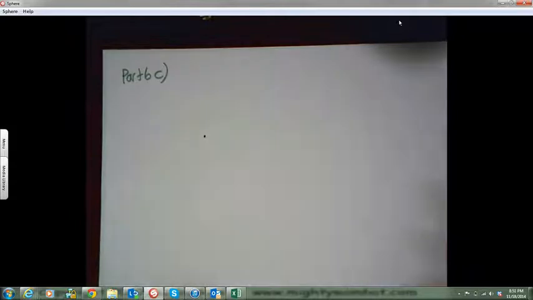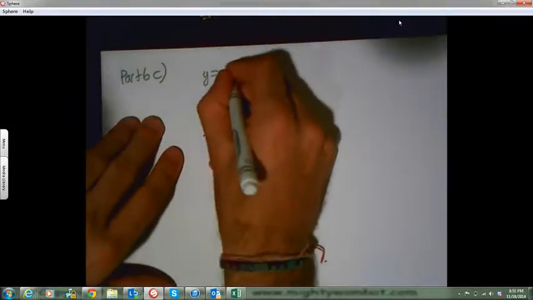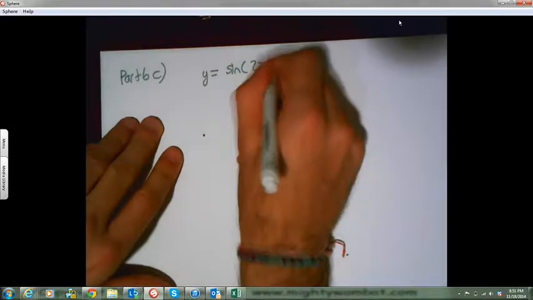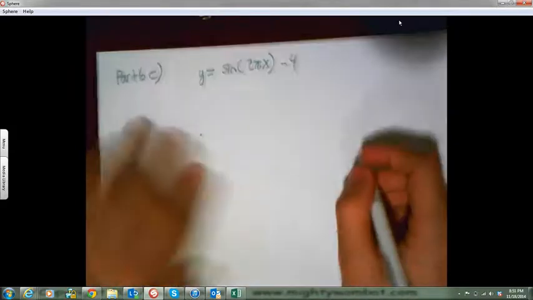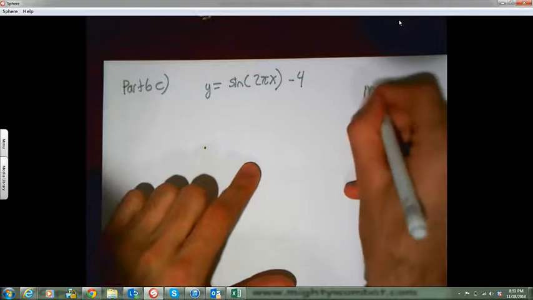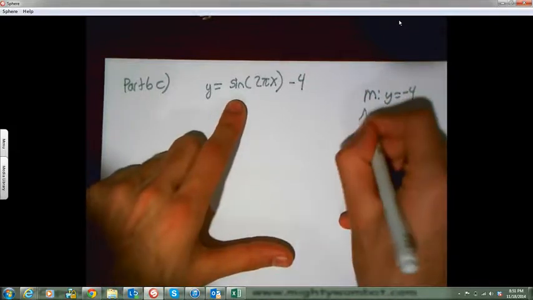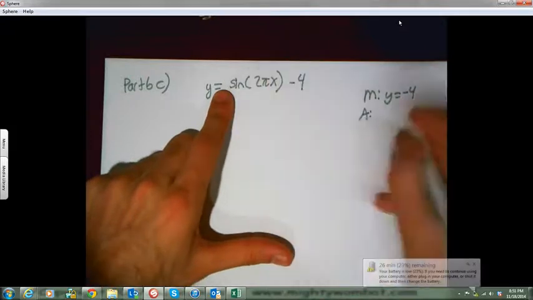And the equation is y equals sine of 2 pi x minus 4. I'll start off by mapping. So the midline here is y equals -4. The amplitude is out here. Remember, there's an imaginary 1 here.